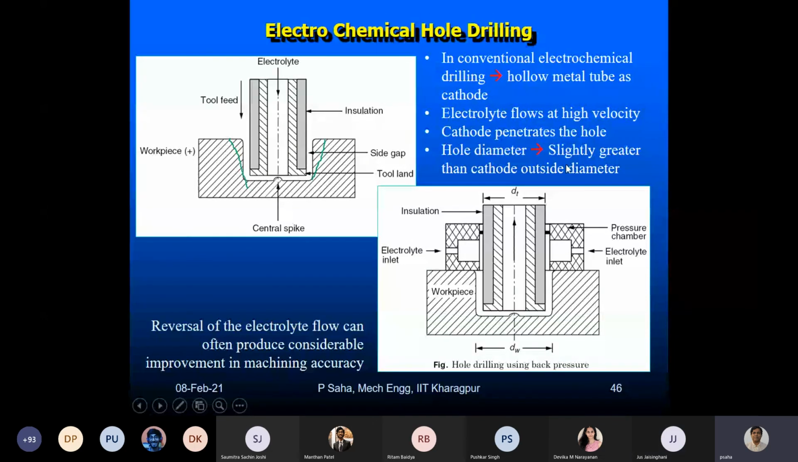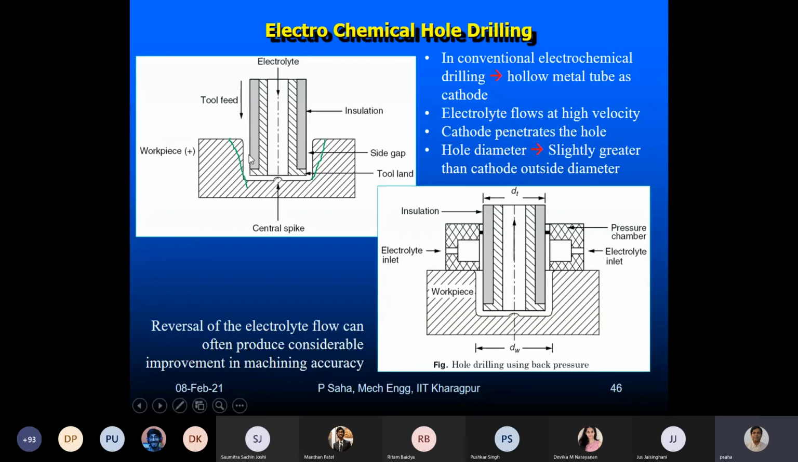Okay, what is happening over here? The tool is already insulated, so side machining is not there. Say this is a small hole in this diameter, but inside we have made a small hole for passage of electrolyte, maybe around 2 to 3 millimeter. This inside hollow portion is around 2 to 3 millimeter. Okay, so it is machining.